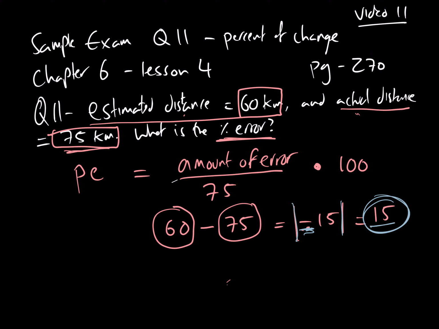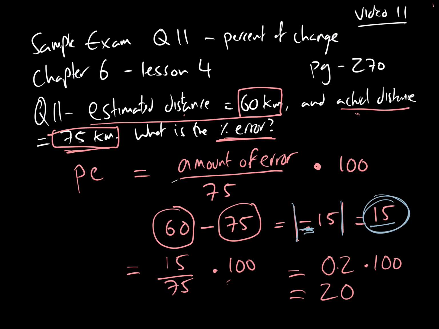So now let's go back to the formula and put the amount of error into the equation. So we have 15 over 75 times 100, and this is equal to 0.2 times 100, which is equal to 20%. Okay, and if we have a look, this is answer choice D.